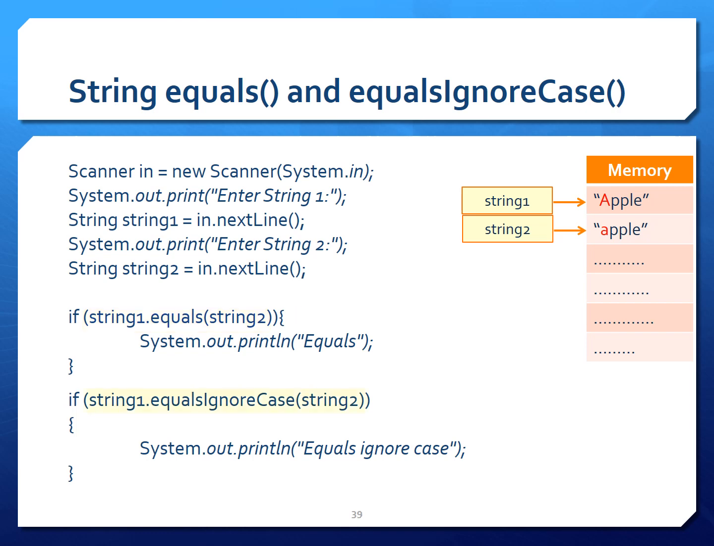The second condition uses the equalsIgnoreCase method. This method ignores the case of the two strings. Therefore, apple with uppercase A and apple with lowercase a are equal. So, it will return true. Finally, it will print equalsIgnoreCase to the console.